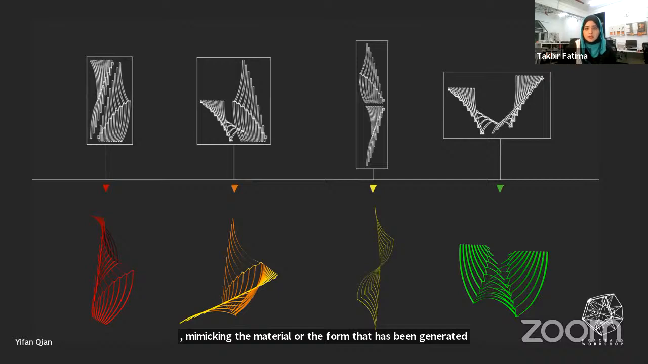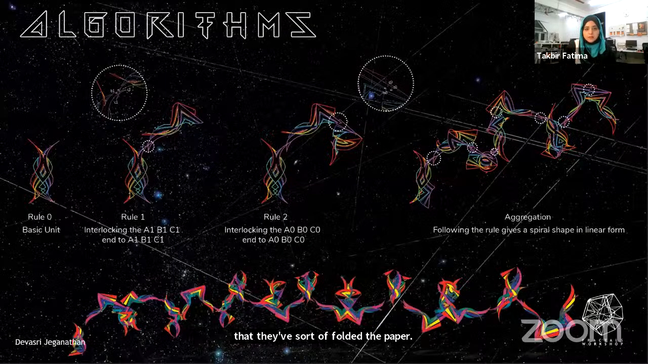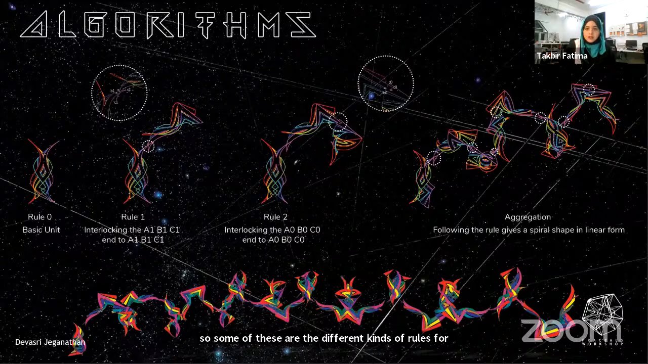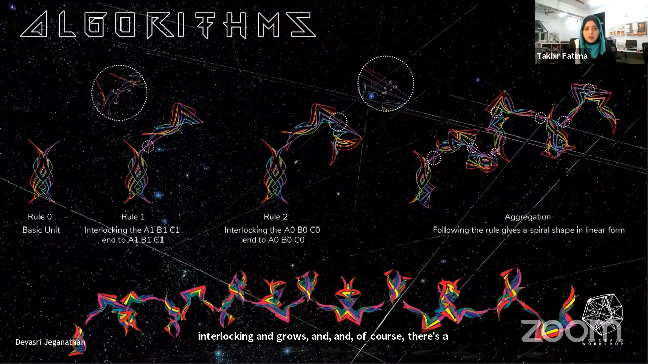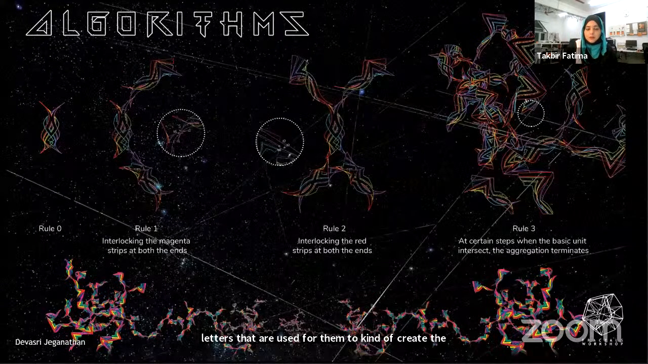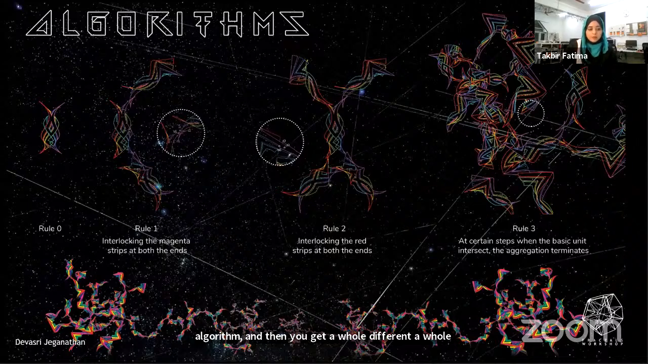Those colored dots that you saw earlier are representative of these prototypes of different ways that they've folded the paper. You'll see that a little later as well. Some of these are the different kinds of rules for interlocking and growth. Of course, there's a lot of color coding and numbers and letters that are used for them to create the algorithm. And then you get a whole series of different outcomes from that.